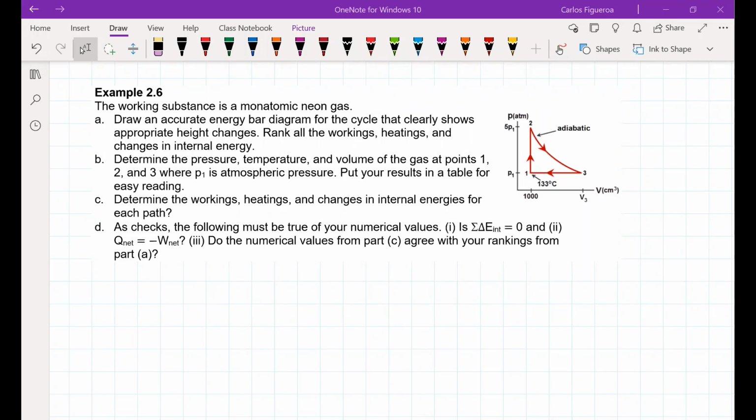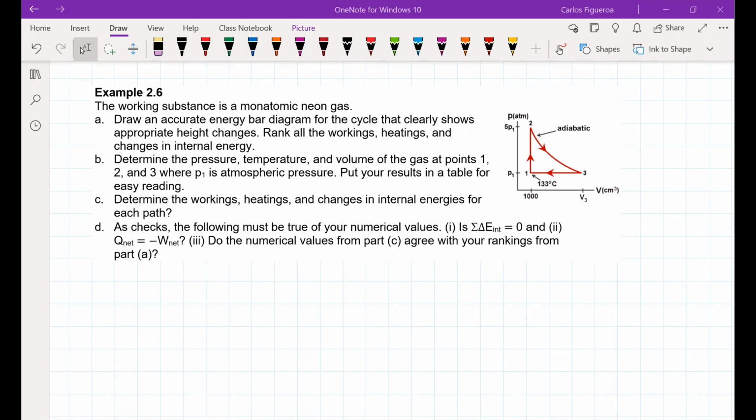Example 2.6. The working substance is a monatomic neon gas. A. Draw an accurate energy bar diagram for the cycle that clearly shows appropriate height changes. Rank all the workings, heatings, and changes in internal energy.